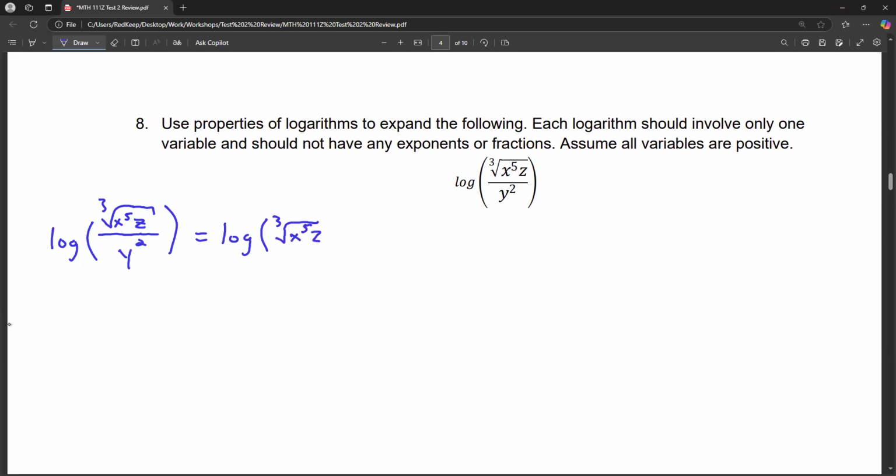Since we're trying to expand this, we'll do some reversing of rules. And so we do the top of the fraction in one logarithm and then minus the bottom of the fraction in its separate logarithm, just like this. Okay, and so that would be my first step.